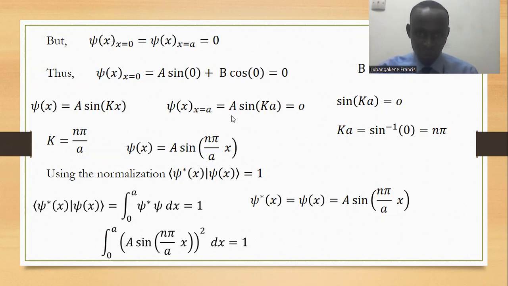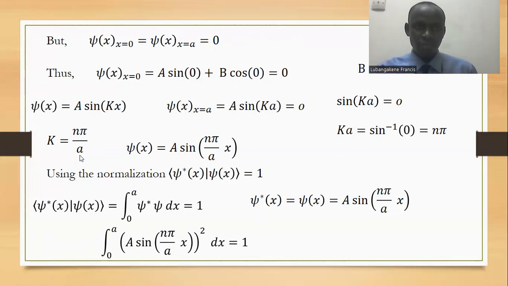For x equals a also, psi is equal to 0. Therefore, A cannot be 0. For mathematics, we say either of these two functions, either A or sine of ka, has to be 0. Therefore, if A cannot be 0, then sine of ka has to be 0. Giving this, we have that ka equals sine inverse of 0, which is n pi. You know that for an integer multiple of pi, the sine is 0. Therefore, k is written as n pi over a, and when we substitute k, we shall have it as n pi over a x.